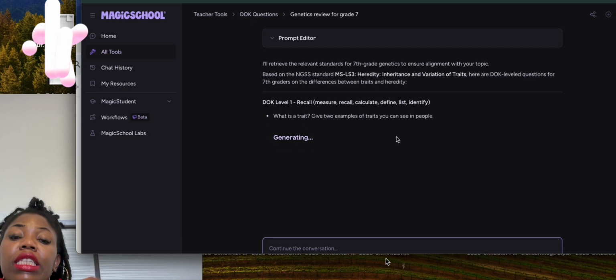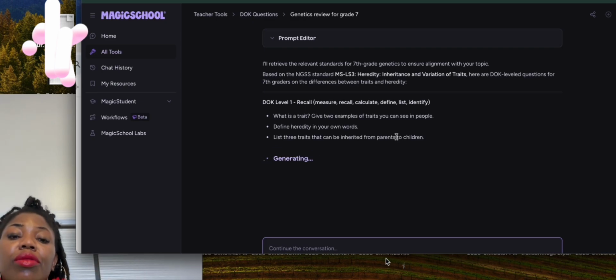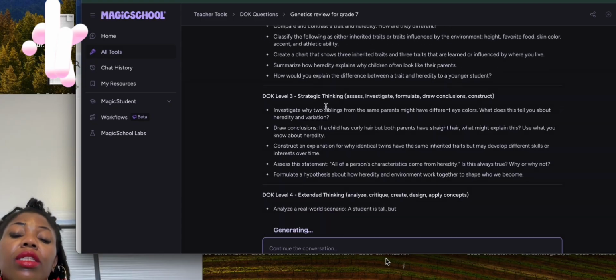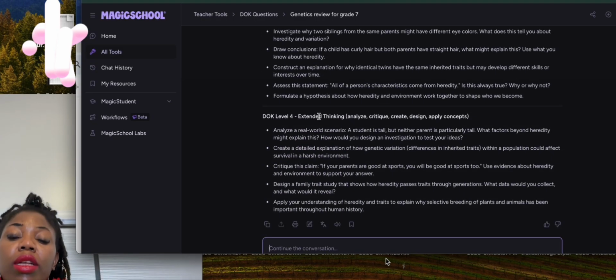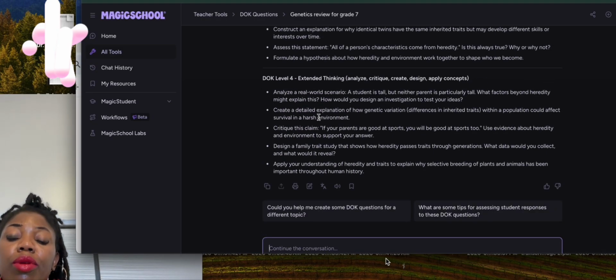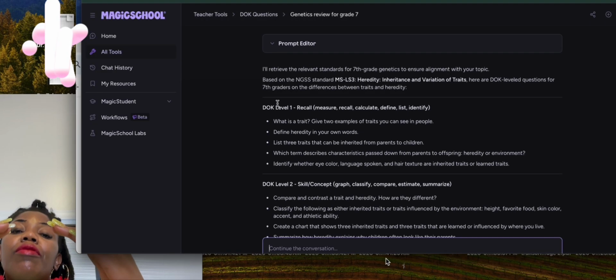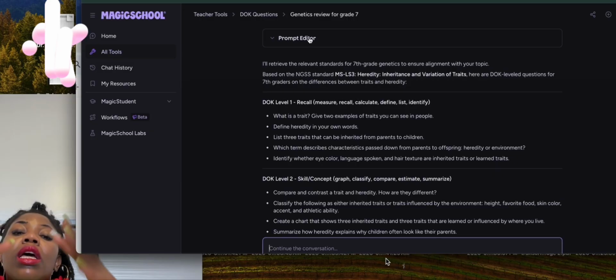Once you're done, click generate. Now the generate is coming up. When you hit that box, it's processing your information and pulling all the resources together to make your questions happen. Here are the questions in different levels or categories.